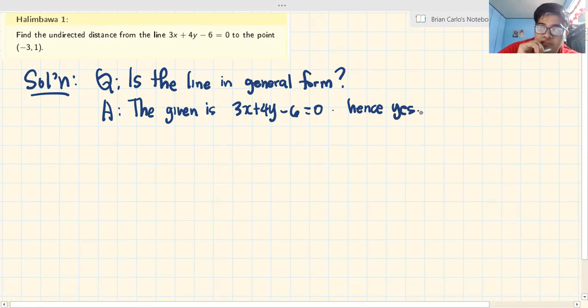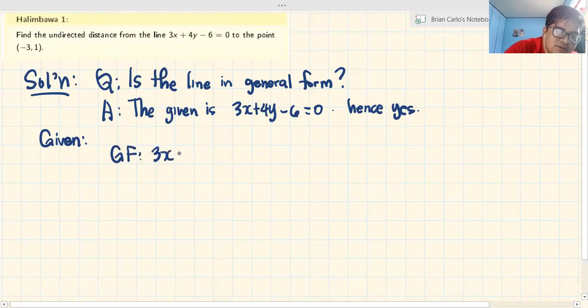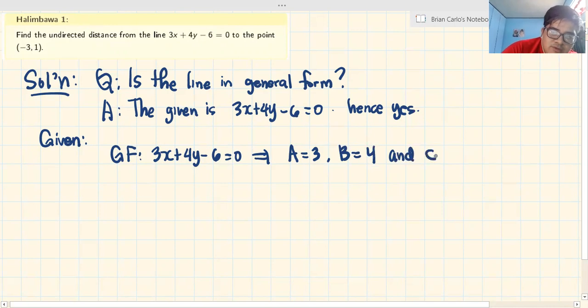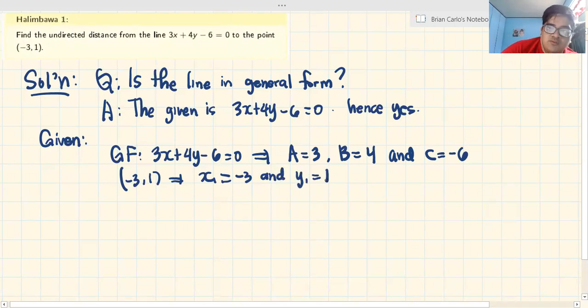Well, yes. So, ano gagawin natin? Determine natin ano yung given. Ano given? Yung naka-general form na line, which is 3x + 4y - 6 = 0. This implies that, sino si A? Yung coefficient ng x, 3. Sino si B? Yung coefficient ng y, 4. And sino si C? Yung constant term, which is negative 6. Nasusundan yun, no? Susunod, yung point na (-3, 1), this implies that x1 is equal to negative 3 and y1 is equal to positive 1.